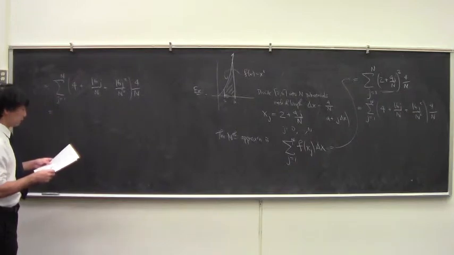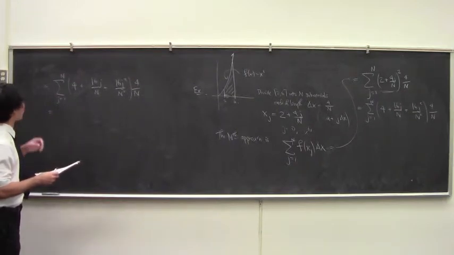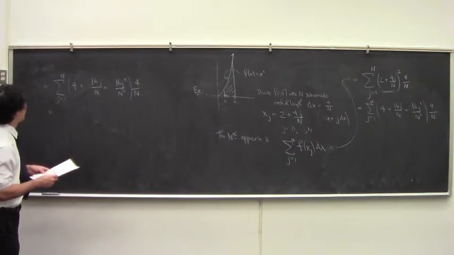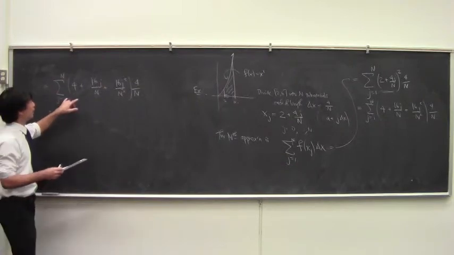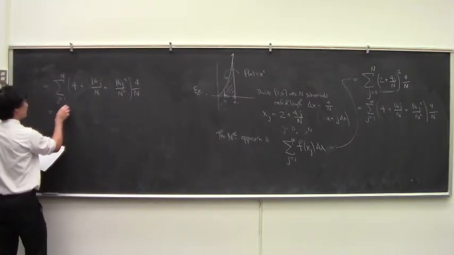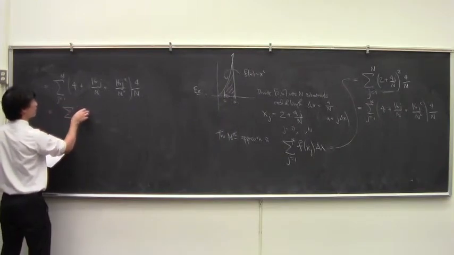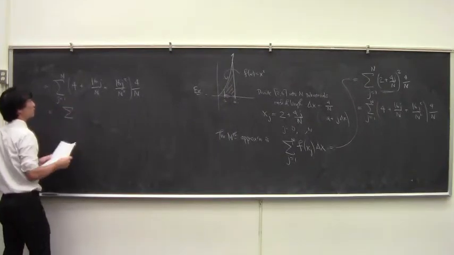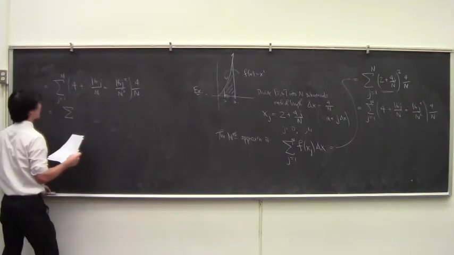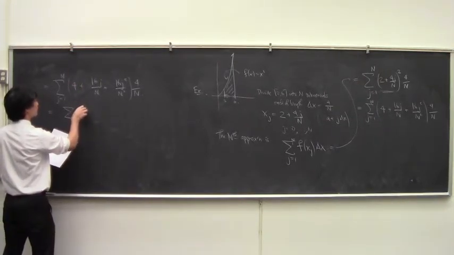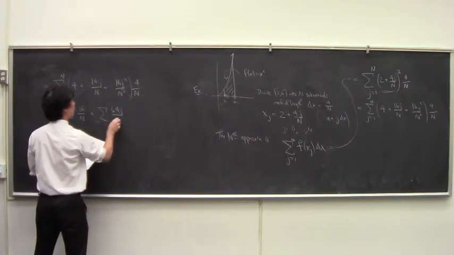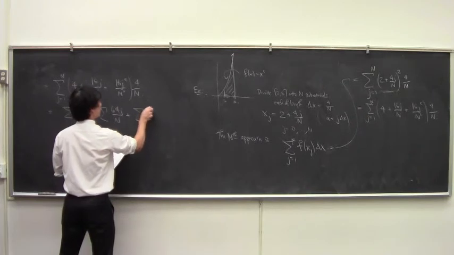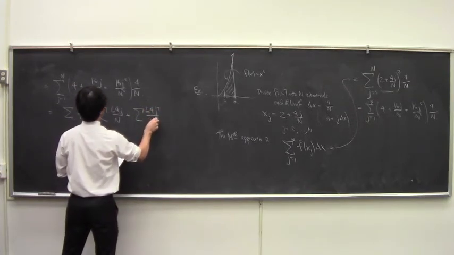Okay, so let's break this thing into parts. I'm going to write this as 3 different parts. So the sum of 16 over n, plus the sum of 64j over n squared, plus the sum of 64j squared over n cubed.